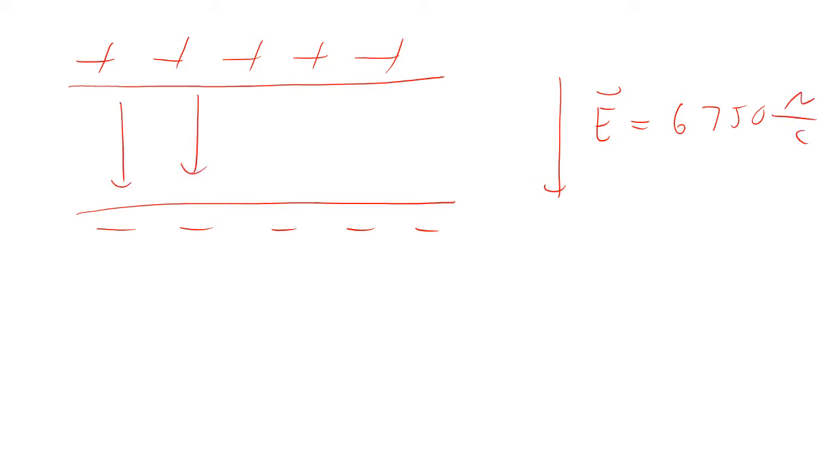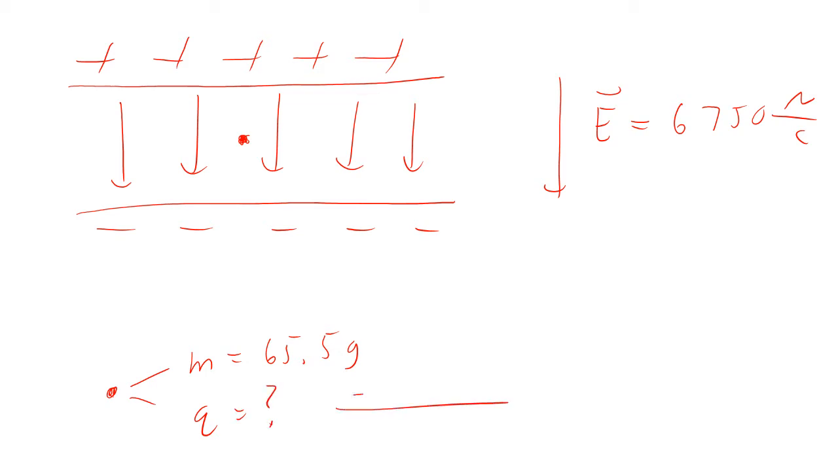So we have an electric field in here, like that. Now, let's also say I'm going to put a little charged particle in here. So this charged particle has a mass of 65.5 grams, and Q is unknown. And that's what I want us to calculate. What is Q? What's the charge here that balances this? Okay, so that's what we got. So we want to find Q.